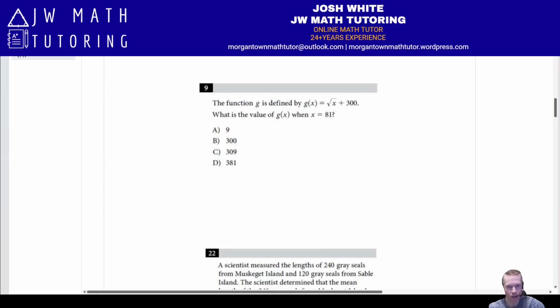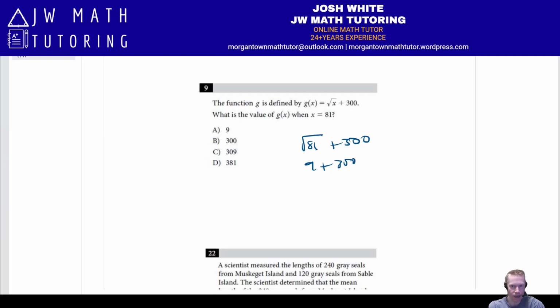Okay. Next up, question number 9. This is just basically a relatively straightforward evaluate the function question. You plug in 81 for x, and then take the square root of it, which is 9, and then add that to 300. You get 309. Correct answer for this one is just letter C. Of course, you could do this work in Desmos as well. You could type the function in and then just do g of 81. It just gives you 309 as your answer.